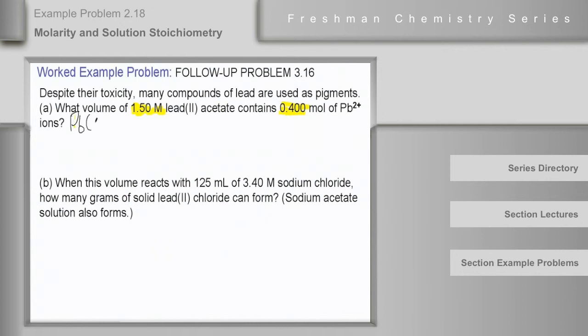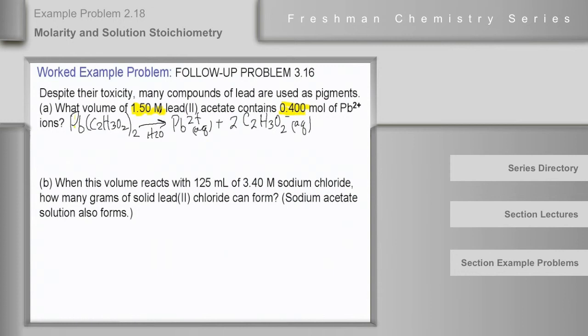Pb(C2H3O2)2 dissolves in water to give Pb2+, lead II ion, aqueous, plus 2 acetate ions, C2H3O2-, aqueous. So, lead II acetate is a strong electrolyte.